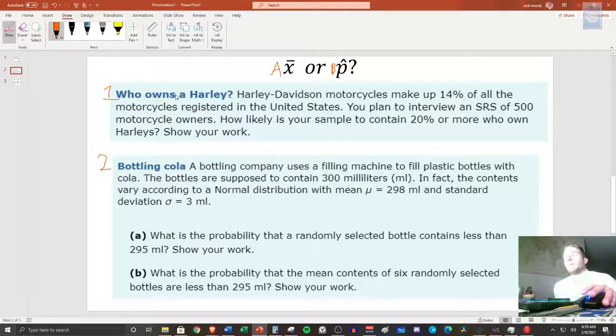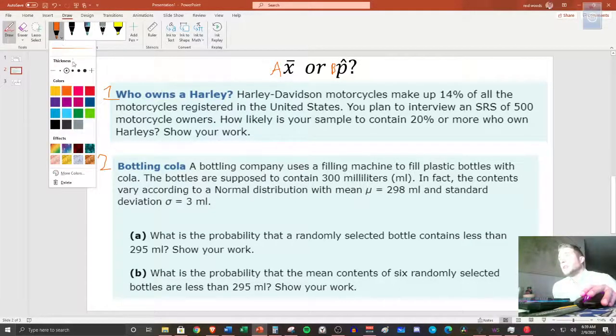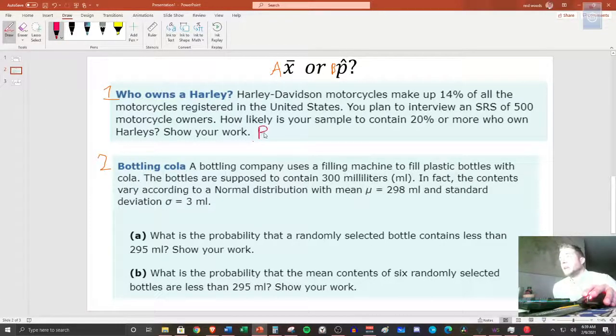All right, so for the one with the Harley, you should have put B. This is proportions. And that means that this one is A. So let's talk about how we determine that. So when you're talking about proportions, proportions is a part to whole relationship. And when you deal with proportions, a lot of times you'll see the word proportion in the statement, or you'll see percents. And whenever I see percents, that always tells me that I'm dealing with proportions. Okay, so we'll write that up officially in a second.